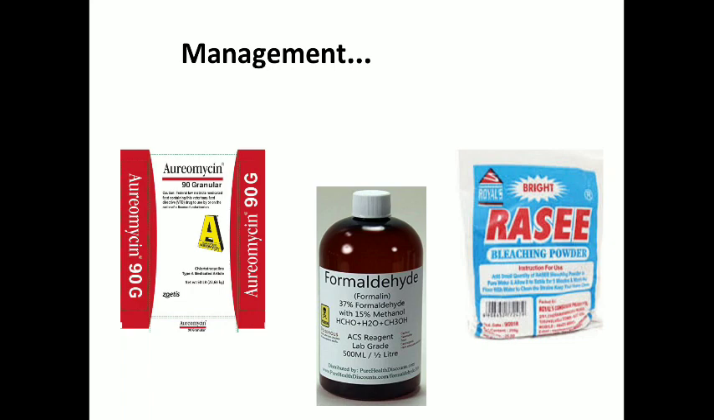Next part, that is management. Follow the seed treatment with antibiotic, that is aureomycin, concentration 1000 ppm for 30 minutes. Then drenching the soil with 0.5% formaldehyde solution. Next, hot water treatment for 20 to 25 minutes. Then application of bleaching powder to soil at the rate of 10 kg per hectare.